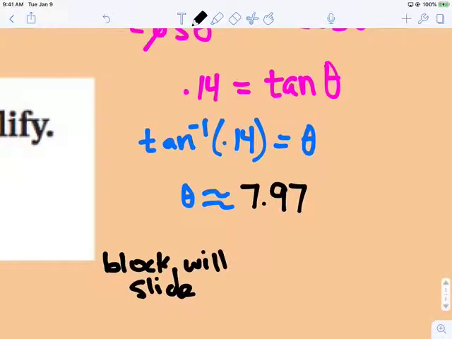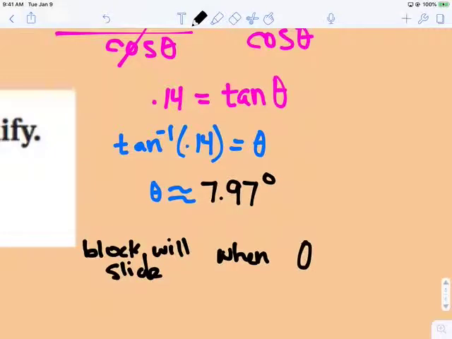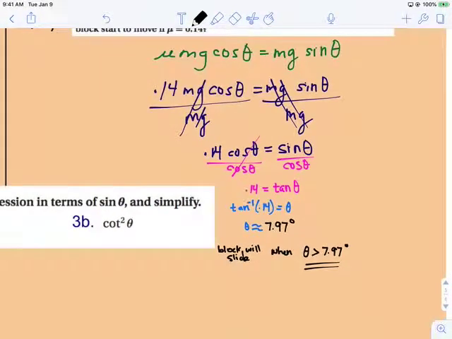7.97 degrees. So theta is about 7.97. Good job. That tells me then, if it is 7.97 or greater, or let's just say, to be even safer, greater than 7.97 degrees, what's going to happen to the block? It will. The block will slide when theta, and this is where math communication comes into play, when theta is equal to, or what should I write? Greater than 7.97 degrees. Make sense?